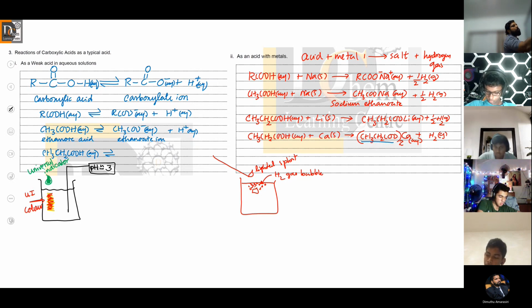There are two propanoate ions. Then you need to have how many propanoic acid? Two. So you have two hydrogen ions. Thereby you put only what? One hydrogen molecule. Two hydrogen ions, one hydrogen molecule, like that. Then it's balanced.